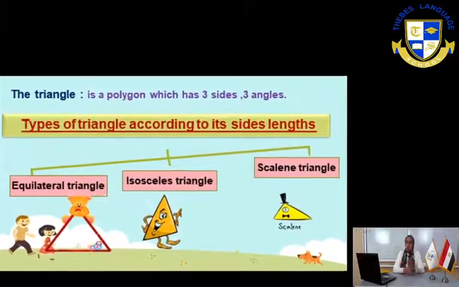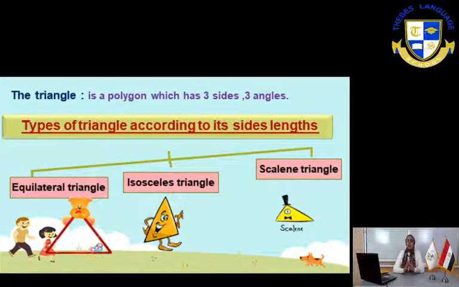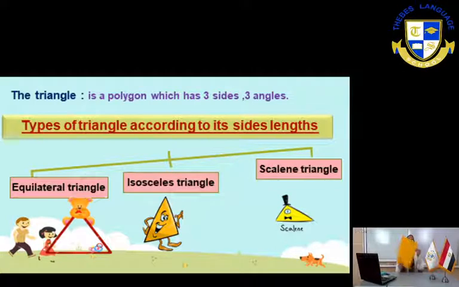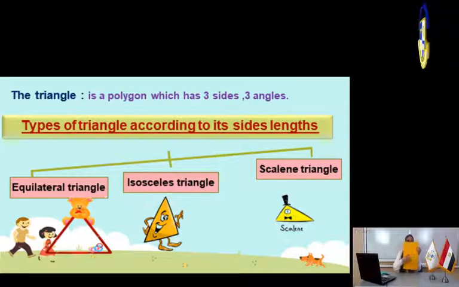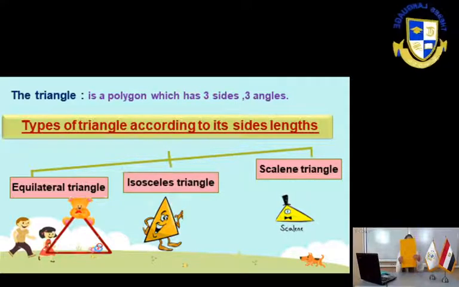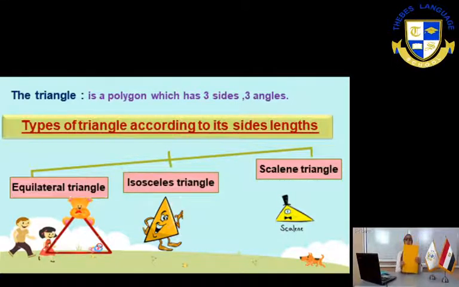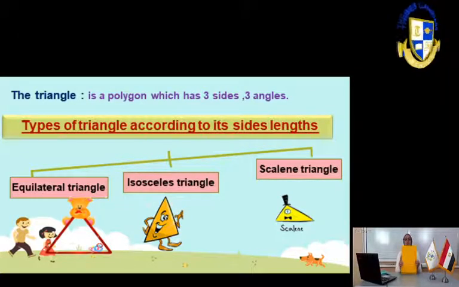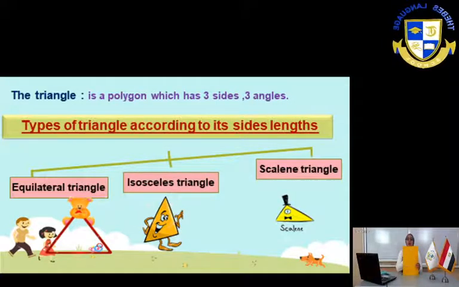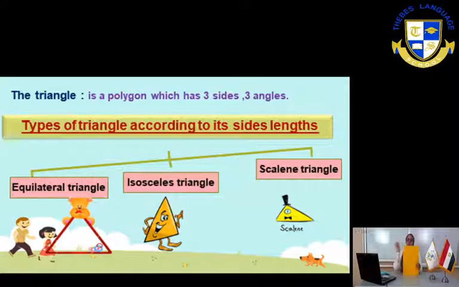The types of triangle according to its sides, we have 3 types. The first type, if all sides of the triangle are equal in length. If this side equals 6 centimeters and this side equals 6 centimeters and that side 6 centimeters. So this triangle will be, what is the type of it? Equilateral triangle. Its name, we took it from equal side, so its type is equilateral triangle. Okay?